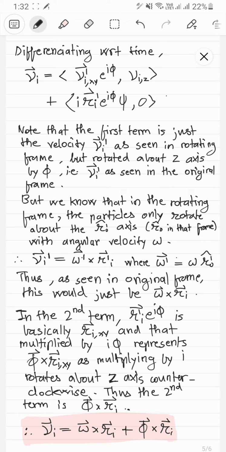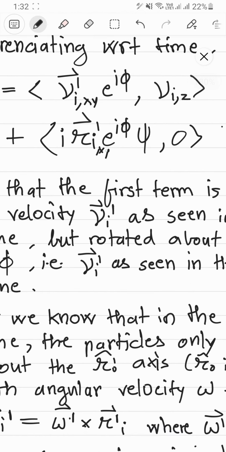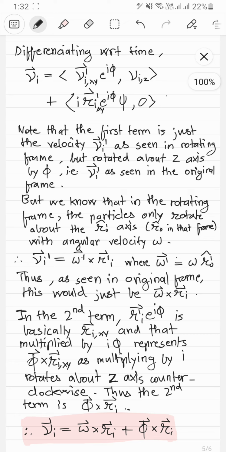And what about the second term? The second term is just representing this psi vector cross ri vector. So let's go into that and see how that's happening. ri dash xy, that is just the position vector in the xy plane as seen in the rotating frame, right? Now that times e power i psi, that's just this thing seen in the non-rotating frame, the original frame.